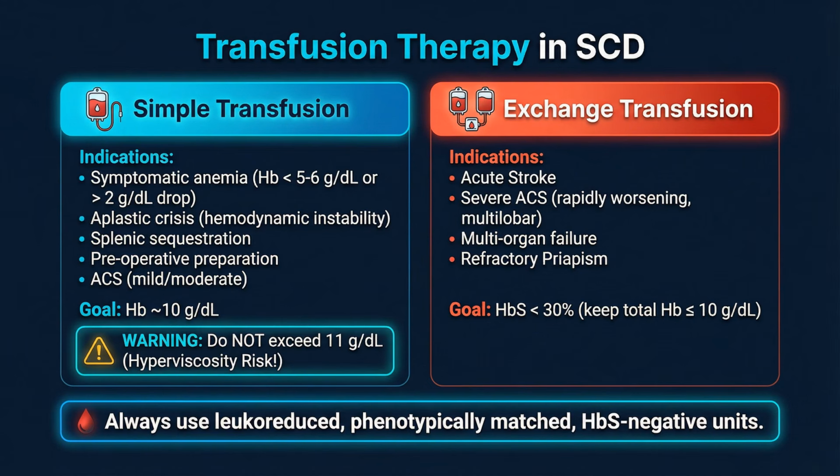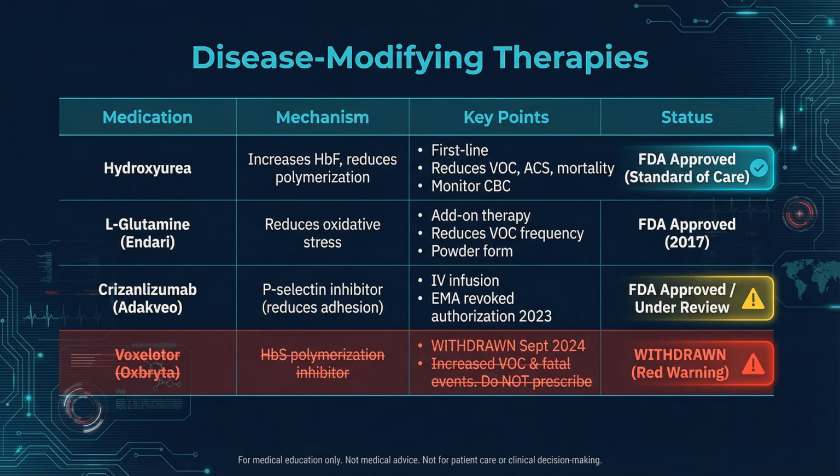Here, the goal is different. We are actively removing the patient's sickled cells to lower the hemoglobin S percentage to below 30%, while keeping the total hemoglobin at or below 10. And a crucial safety note for all transfusions in these patients: always use leukoreduced, phenotypically matched, and hemoglobin S-negative blood products to minimize complications. Now let's review the disease-modifying therapies.